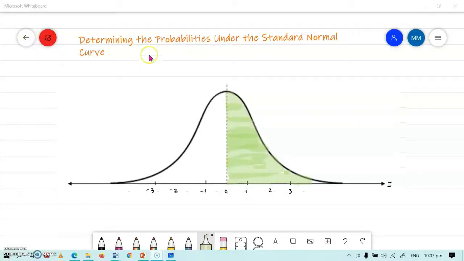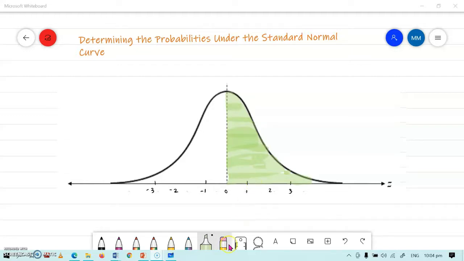Now let's go to determining the probabilities under the standard normal curve. So we know that a normal distribution is a standard normal distribution if the mean is equal to 0 and the standard deviation is 1. And if not, we can standardize a normal distribution by converting x scores into z scores.